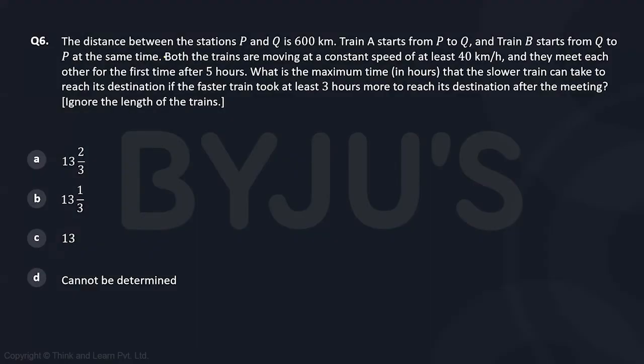The distance between the stations P and Q is 600 kilometers. So let's plot the points P and Q. They are at a distance of 600 kilometers.